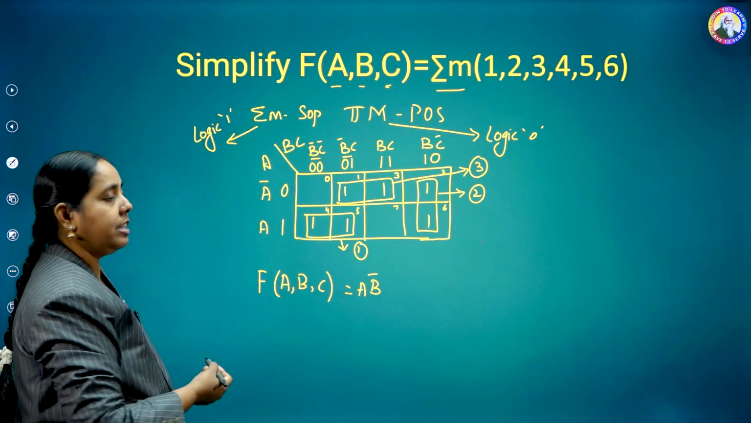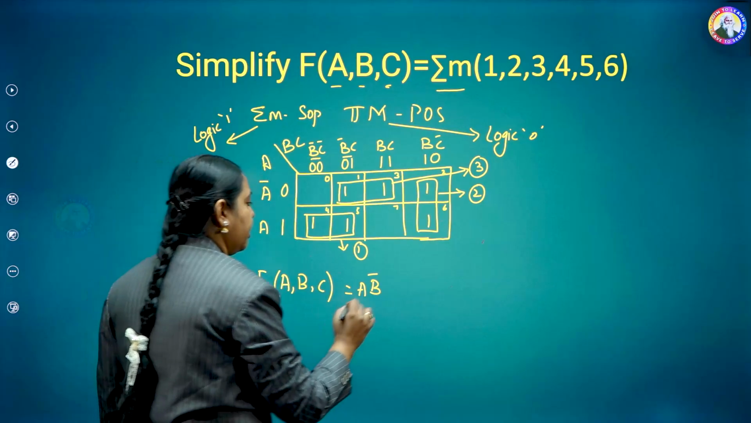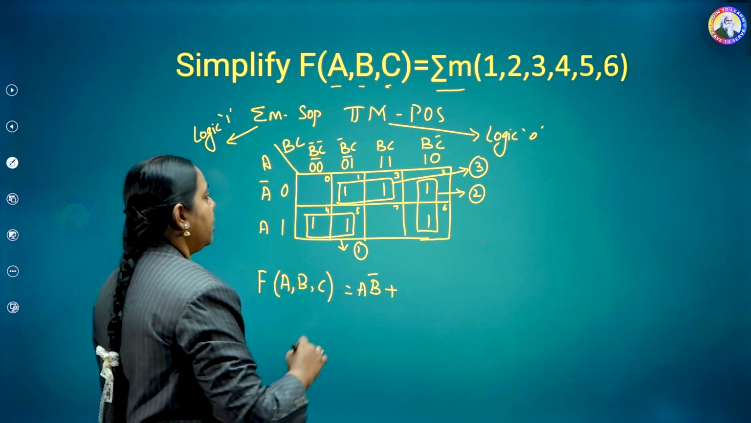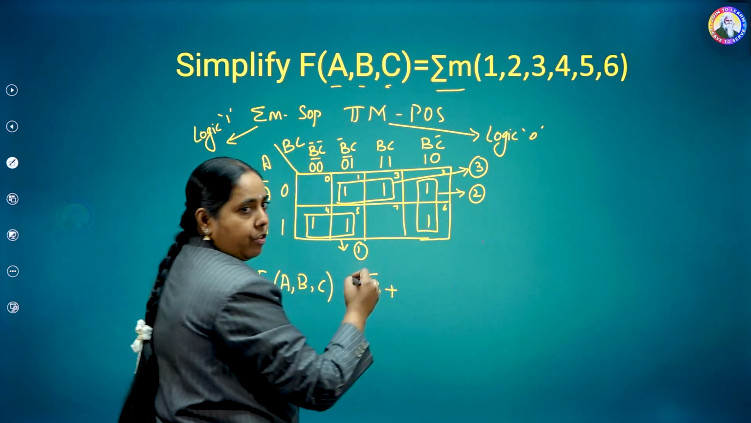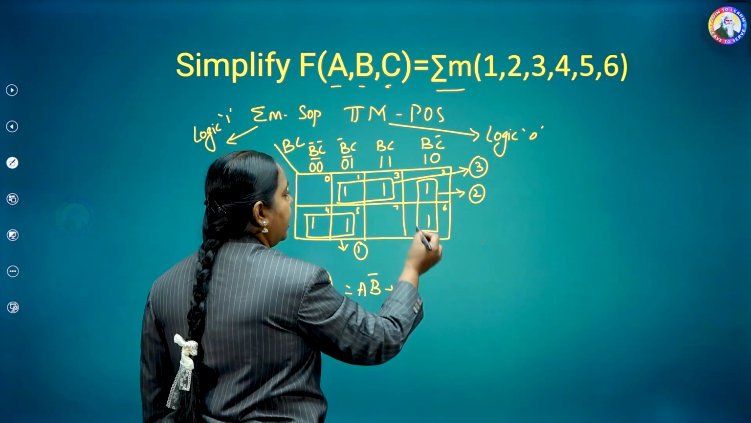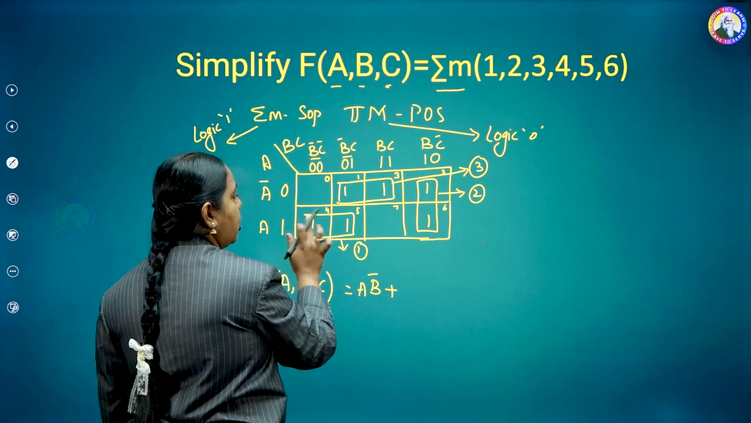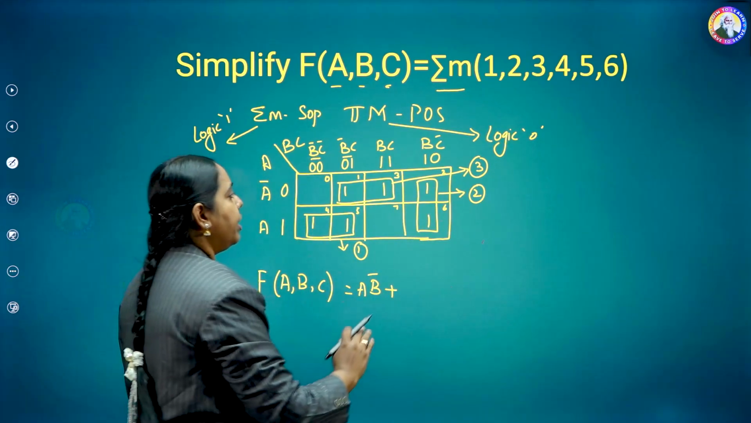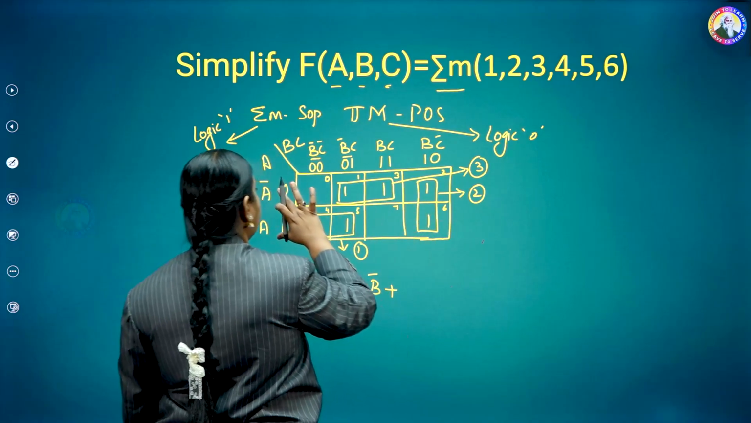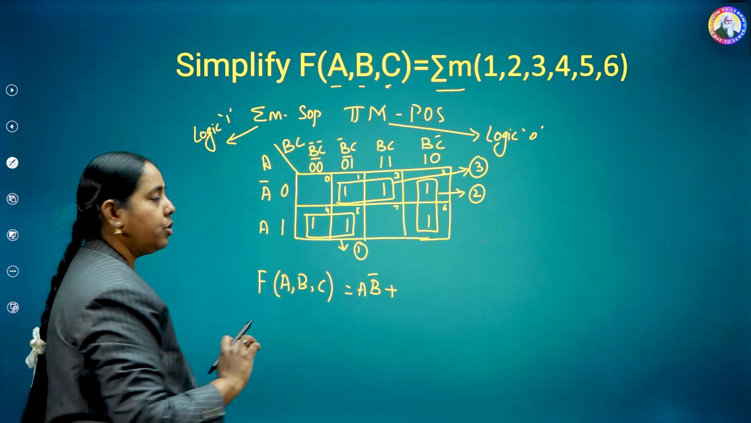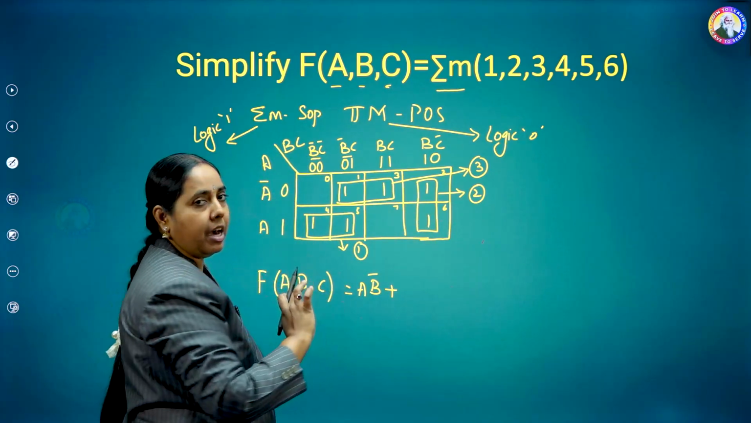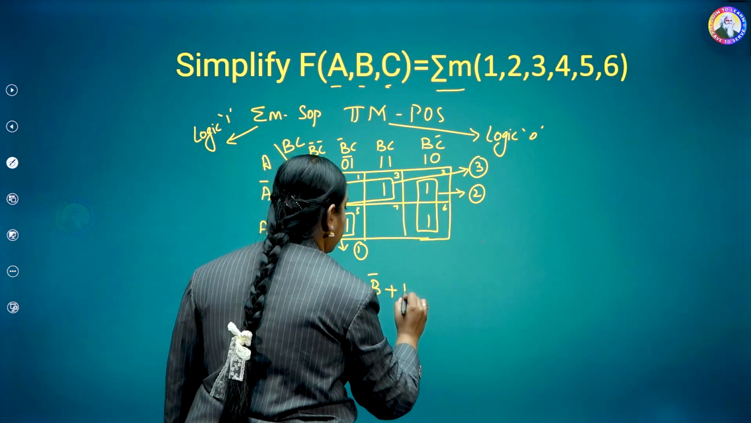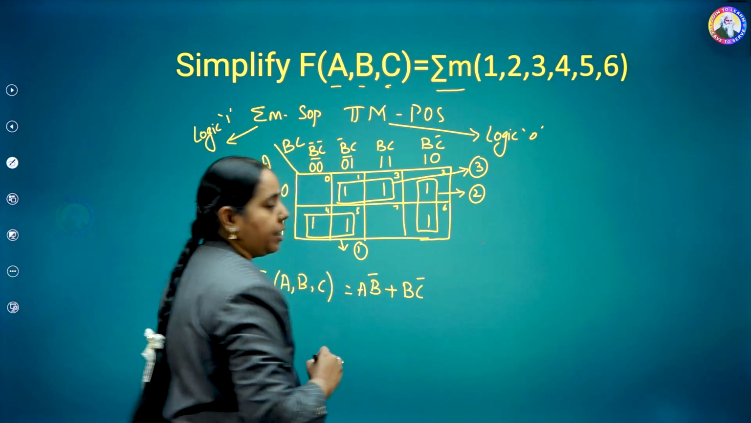As it is a sum of products, I should write it in the form of a sum of min terms. Now coming to the second group, vertically it is grouped. This will be called horizontal grouping and this will be called vertical grouping. Whenever you do the vertical grouping, the vertical terms will get cancelled. The vertical term here is A bar, so A bar will get cancelled. The only leftover term is the horizontal one, that is B C bar.